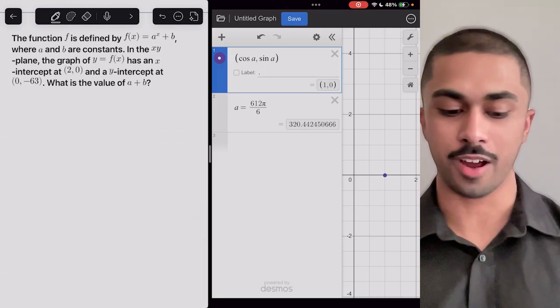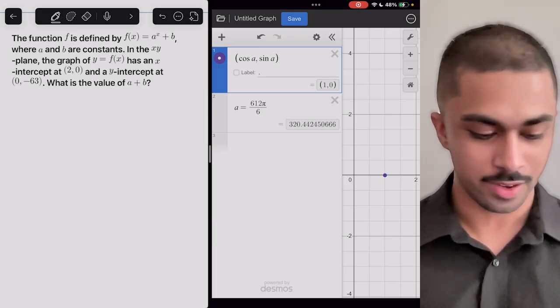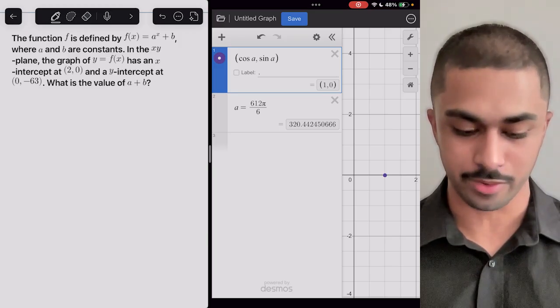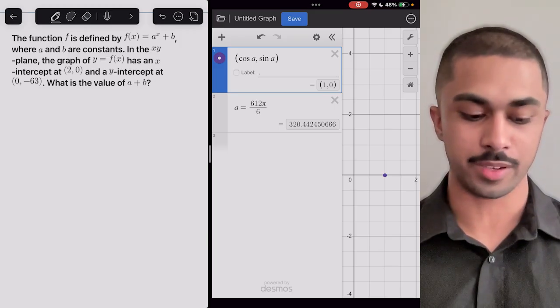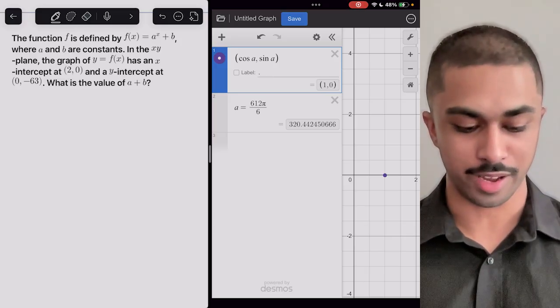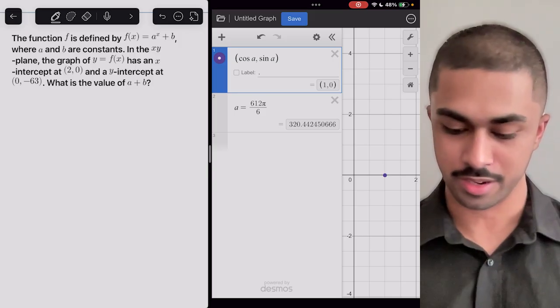The function f is defined by f of x equals a to the power x plus b, where a and b are constants. In the xy plane, the graph of y equals f of x has an x-intercept at 2, 0, and a y-intercept at 0, -63. What is the value of a plus b?